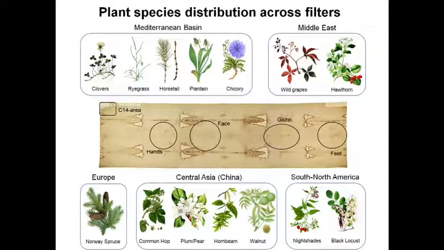Several of the plant species we identified are native to the Mediterranean basin, like clovers, raygrass, horsetail, plantain, and chicory. Some others have their primary center of origin in the Middle East, like wild grapes and hawthorn. Other species have their primary center of origin in Central Asia, including China, like common hop, wild forms of plums and pears, hornbeam and walnut.